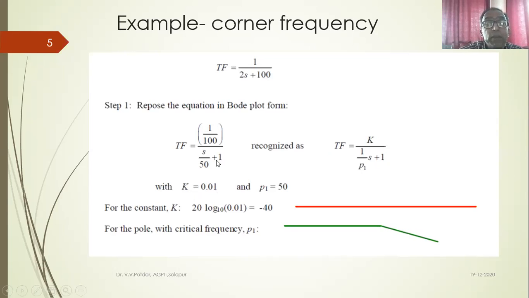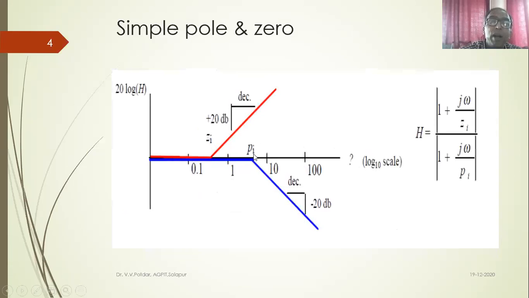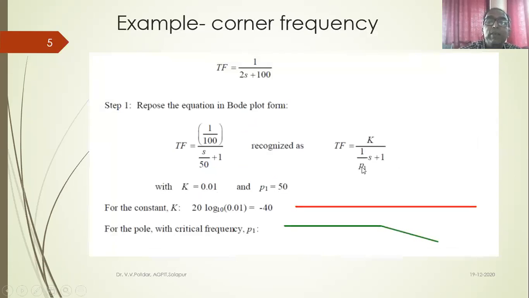And what is the corner frequency of this simple pole? Corner frequency is 50. I was talking to you regarding corner frequency. The frequency at which my Bode magnitude plot for a simple pole starts is the corner frequency. The value of frequency at which my Bode magnitude plot for a simple zero starts is the corner frequency of that simple zero. So this is what is meant by corner frequency. So whatever this value is, is my corner frequency. So 50 is the corner frequency.